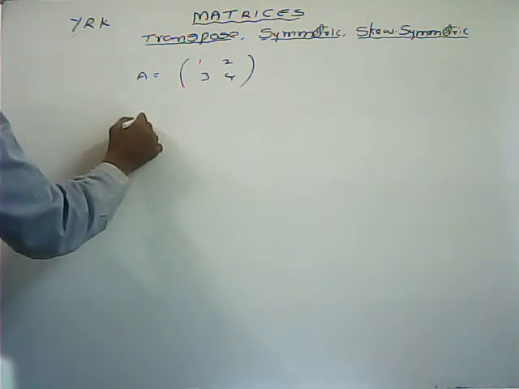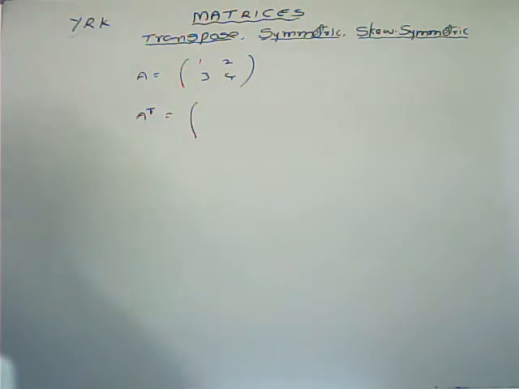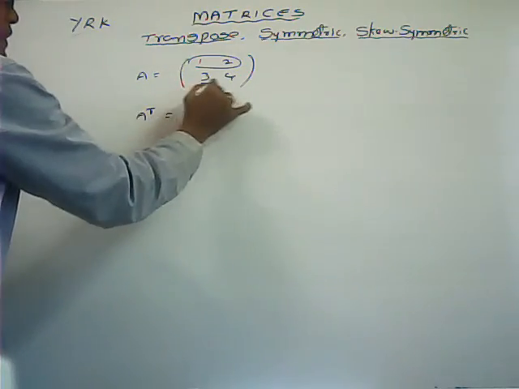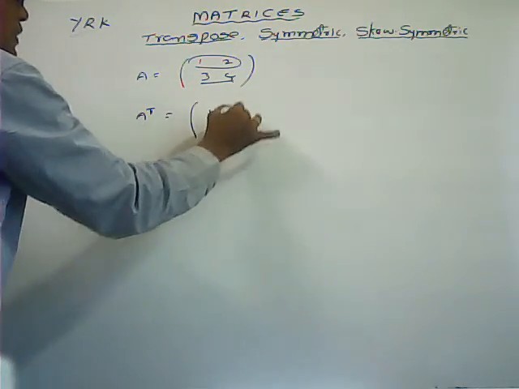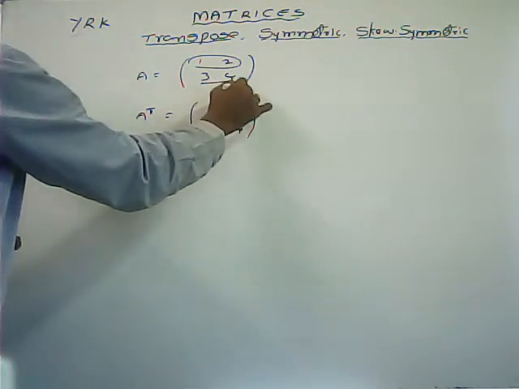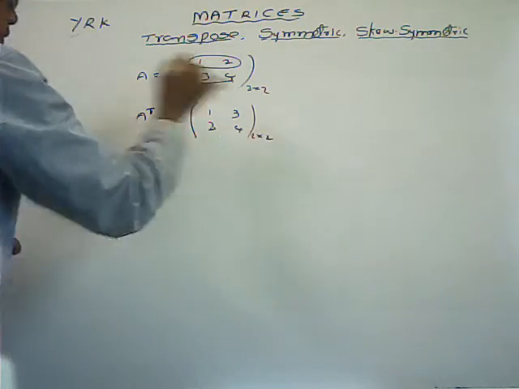A transpose, the transpose of a matrix, is obtained by interchanging rows into columns or columns into rows. Here the first row becomes the first column and the second row becomes the second column. This is the transpose of A. Here the order of A is 2 by 2. Transpose of A is also 2 by 2 here.